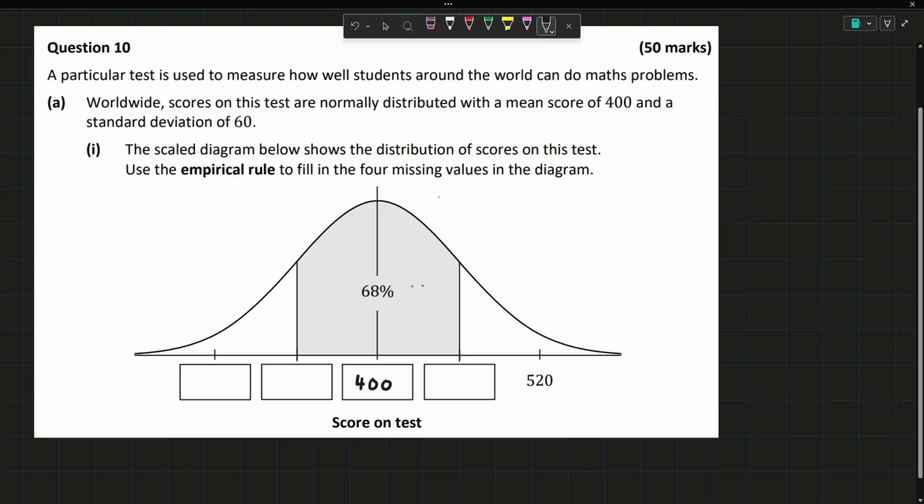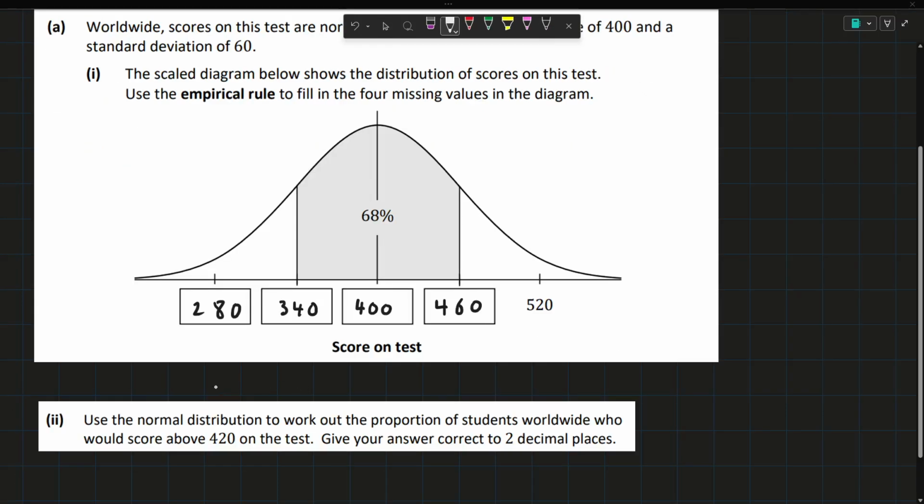And then over to the right, this is going to be one standard deviation up. So it'll be 460. How do we know it's one standard deviation? Because it's 68% here in the middle. And then going the other way, that'll be 340. And then you can see to the right, we add another 60. So presumably that's 2 standard deviations. So then 2 standard deviations this way will give us 280.